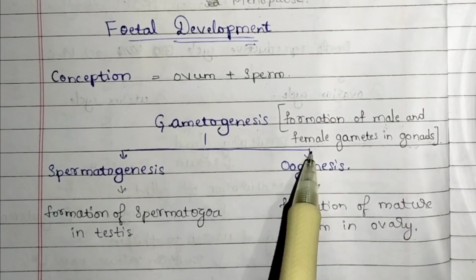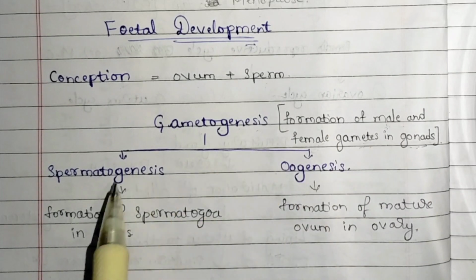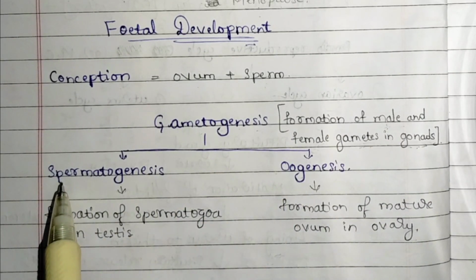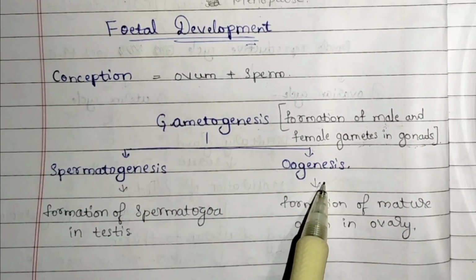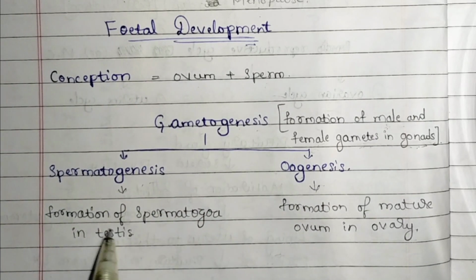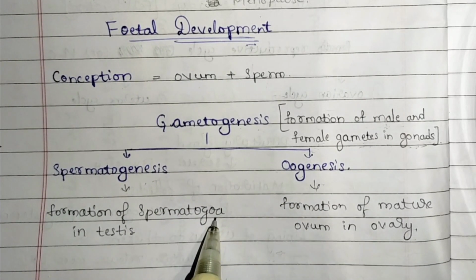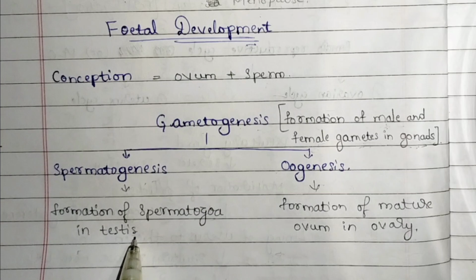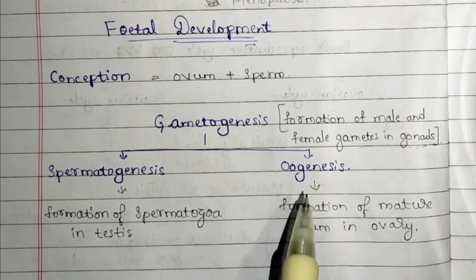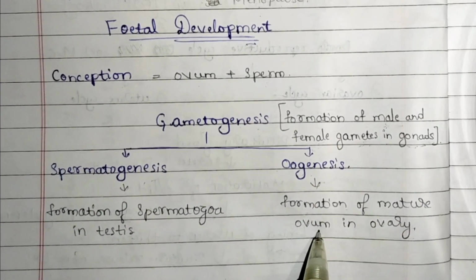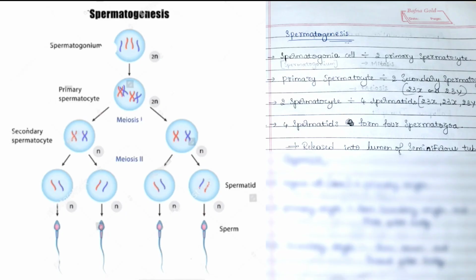Gametogenesis is the formation of male and female gametes in the gonads, and that is divided into two: spermatogenesis and oogenesis. Spermatogenesis is the formation of spermatozoa or sperm in testis. Oogenesis means formation of mature ovum in ovary. Spermatogenesis involves 4 steps in the process of formation of sperm.